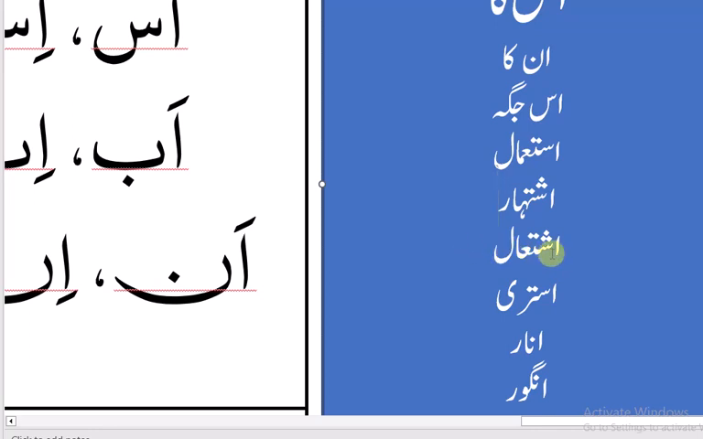Yes. Now let's move to this one. Alif Sheen, Ish. Then Alif Sheen Te, Isht. Alif Sheen Te Ain, Ishte. And Alif Sheen Te Ain Alif, Ishte a. Yes. So move back to word.